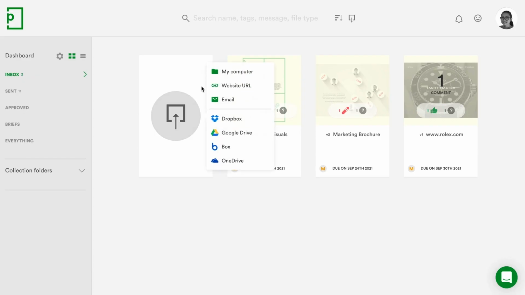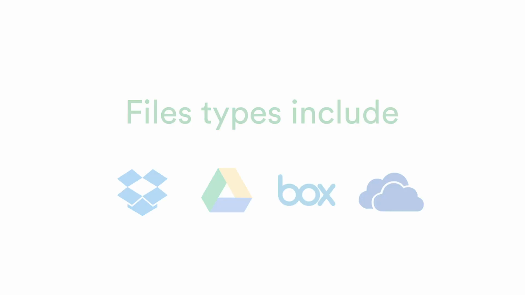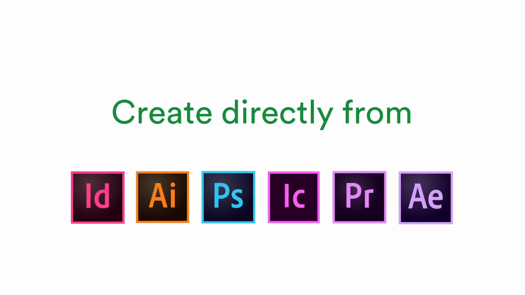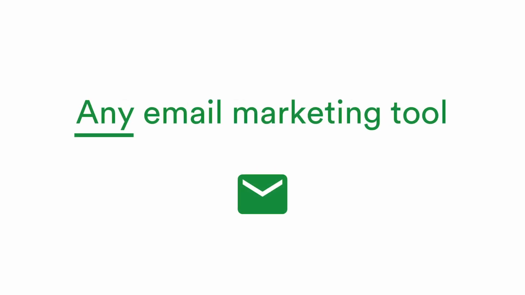You can also choose your file from your computer, create a proof of a website URL, Google document, or Office 365 document, or select your file from cloud storage options such as Dropbox, Google Drive, Box, and OneDrive. You can even create proofs directly from your Adobe applications such as InDesign, Illustrator, Photoshop, InCopy, Premiere Pro, and After Effects, or directly from Canva too. And if you're creating an email from your email marketing tool, we support that as well.